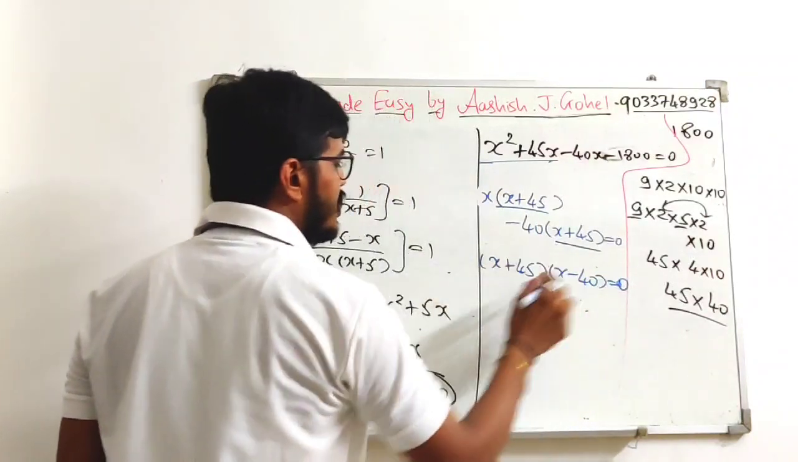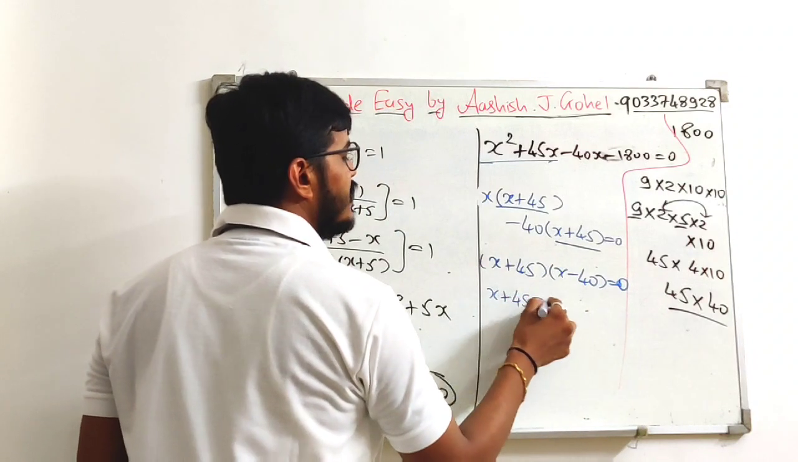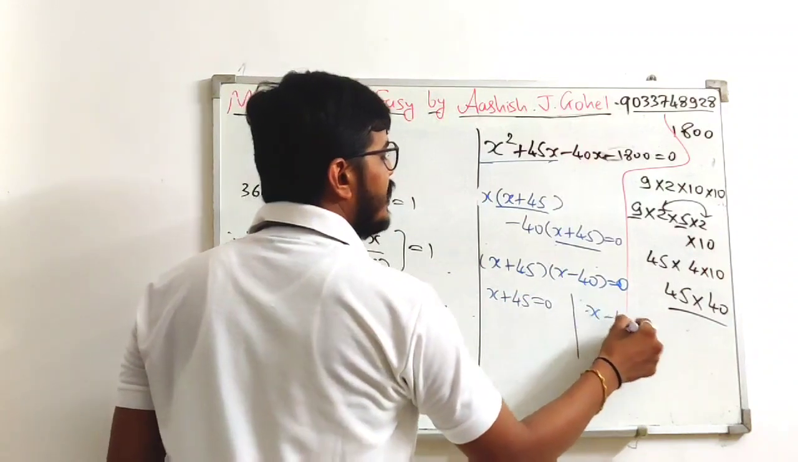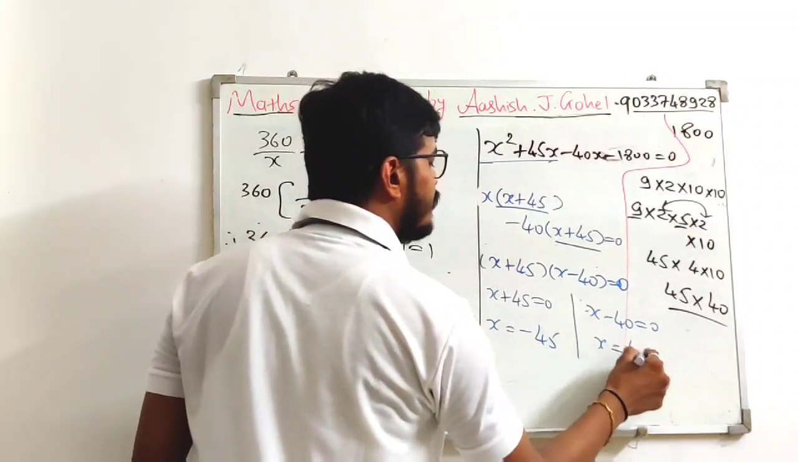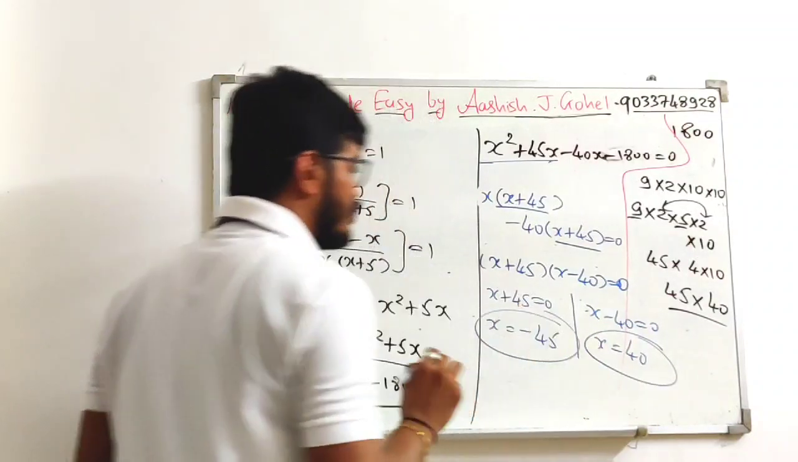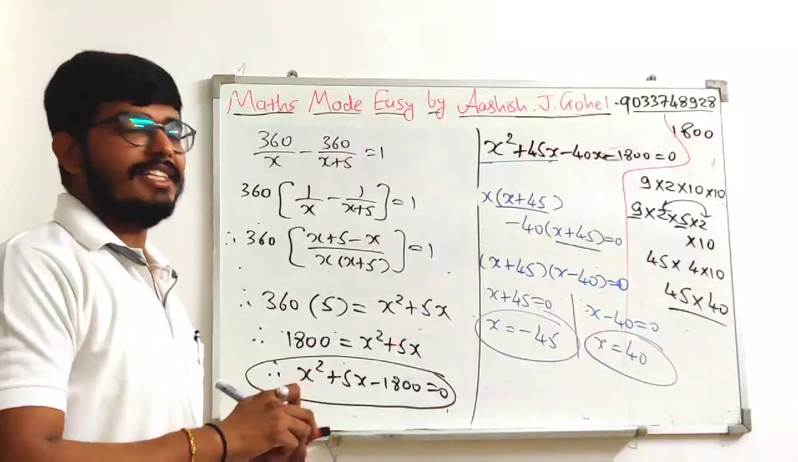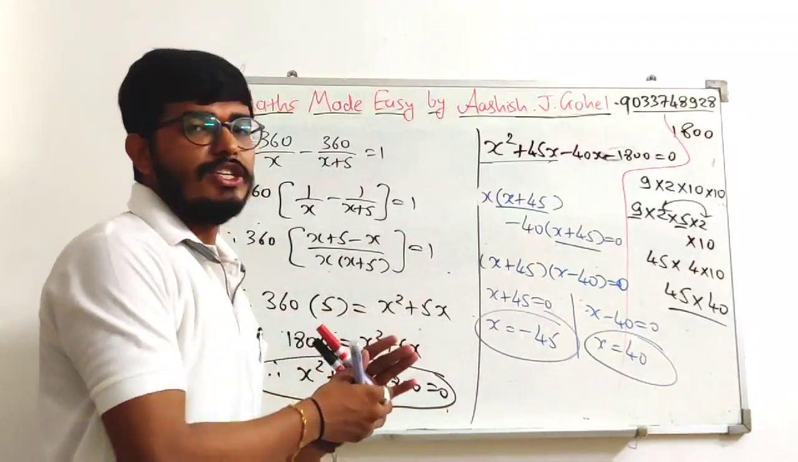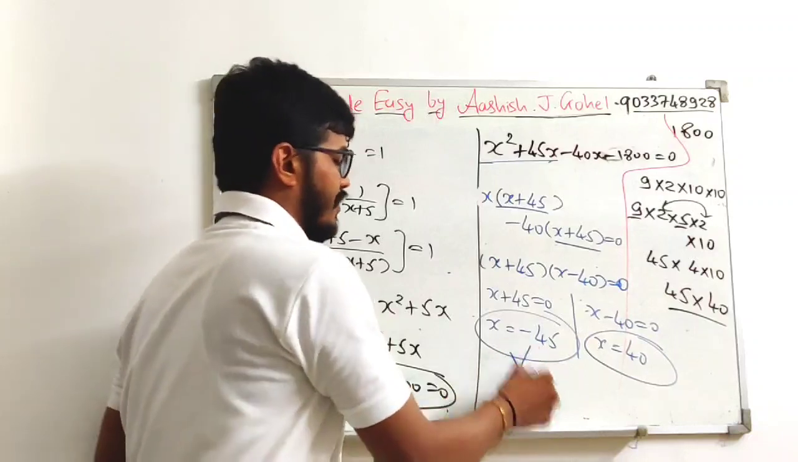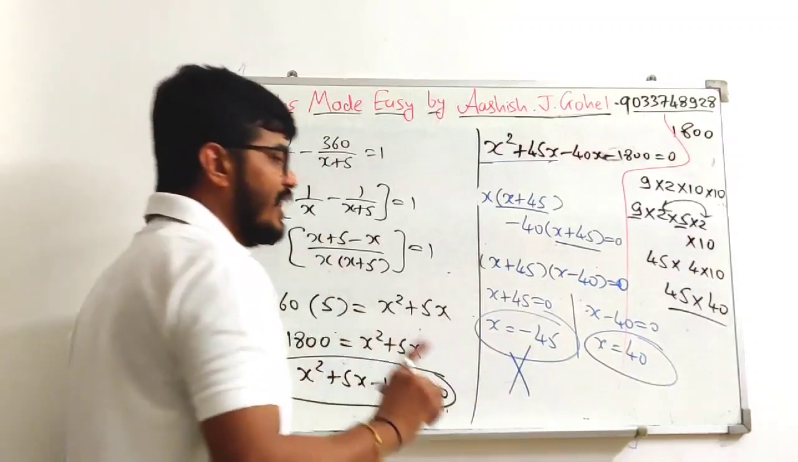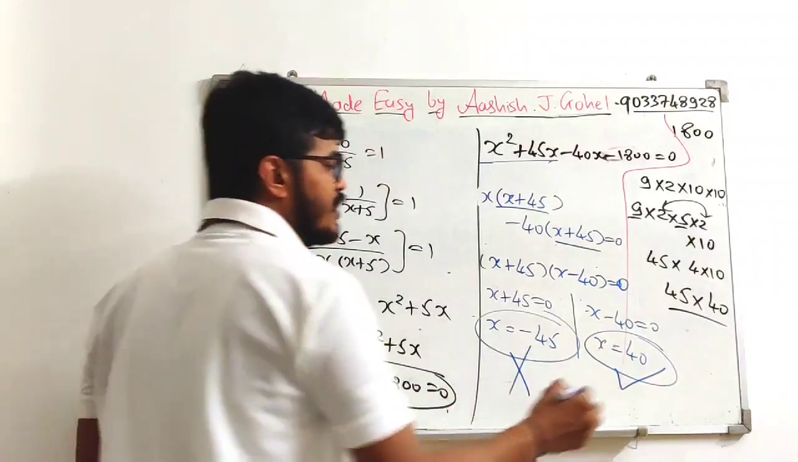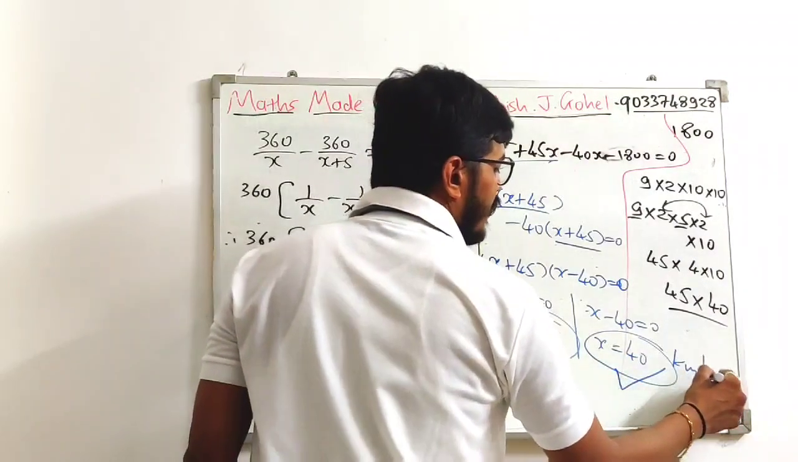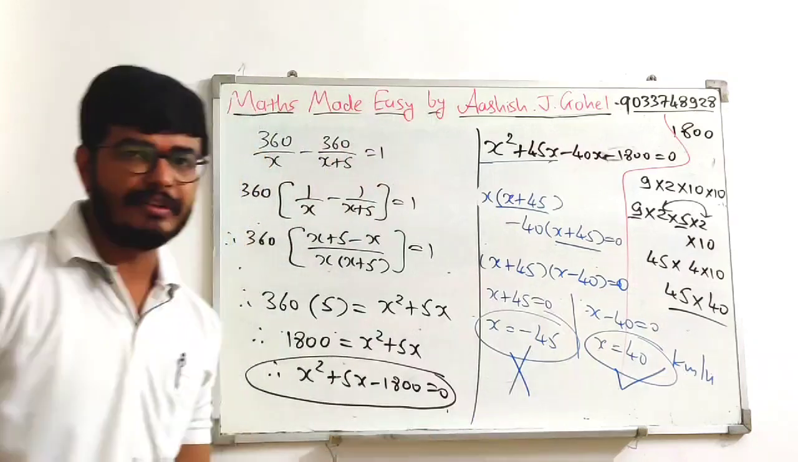Now if I compare with 0, so x plus 45 is equal to 0, x minus 40 is equal to 0. So x is equal to minus 45, x is equal to 40. Now what we have assumed that what is x? X is uniform speed of the train. So the speed cannot be a negative number. So here this 40 is our correct answer. So actually it is 40 km per hour because we are talking about speed of the train.